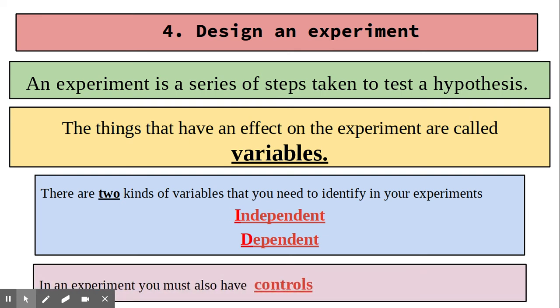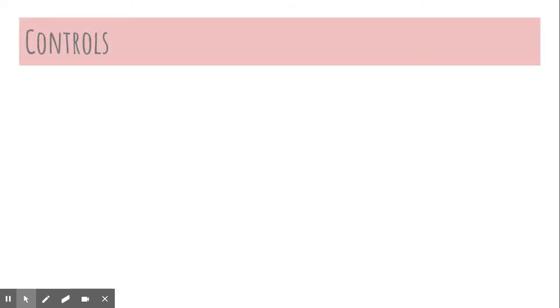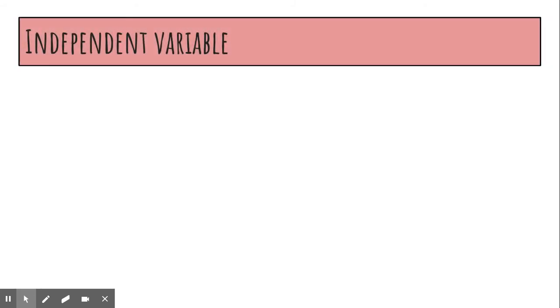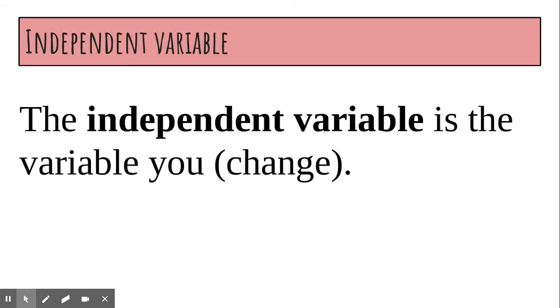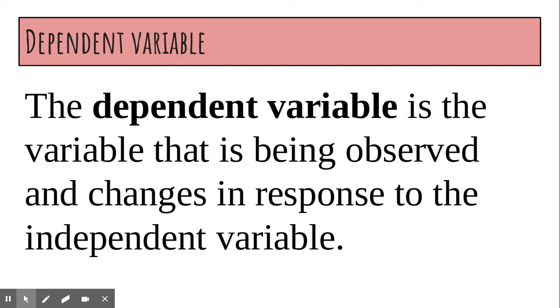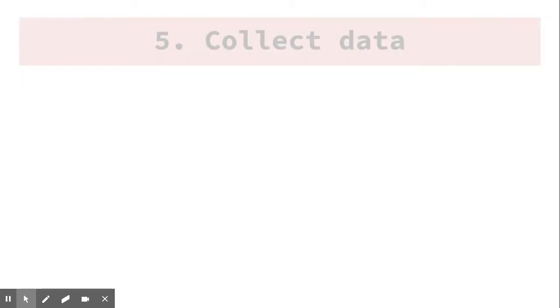In an experiment, you must also have controls. Controls are what you keep exactly the same throughout each experiment. Independent variable. The independent variable is the variable you change. Dependent variable. The dependent variable is the variable that is being observed and changes in response to the independent variable.